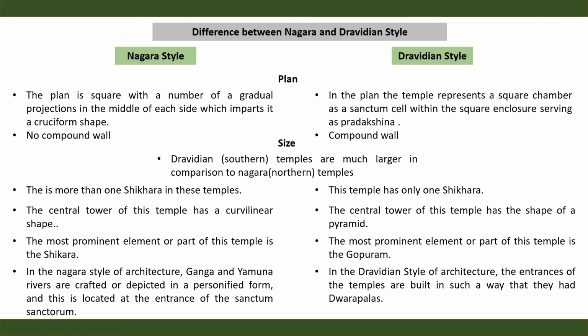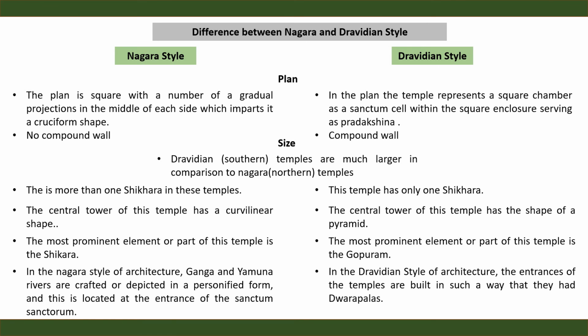In Nagara style of architecture, Ganga and Yamuna rivers are depicted in a personified form. This is located at the entrance of the sanctum. In Dravidian style of architecture, the entrances of the temple are built in such a way that they have dwarapalakas on either end.